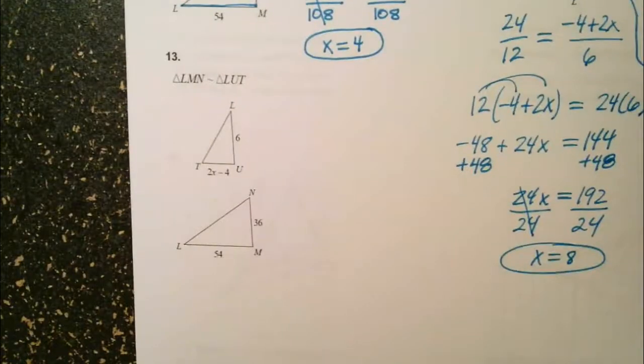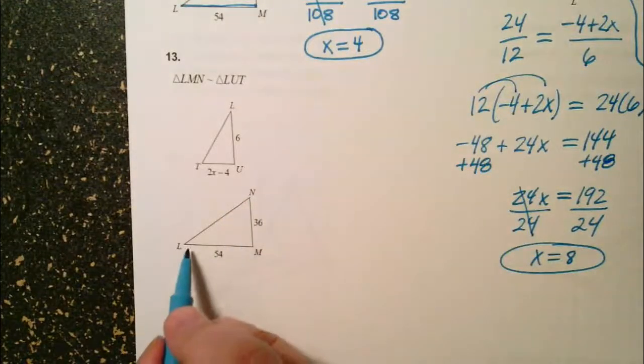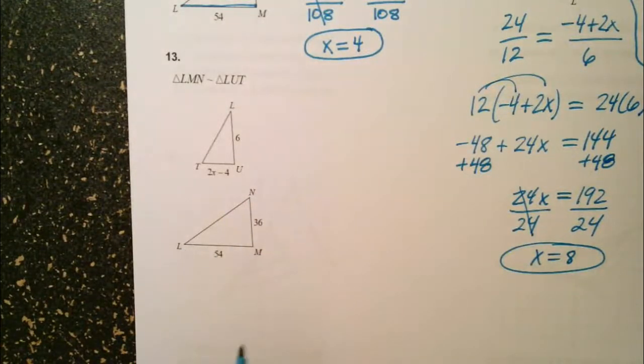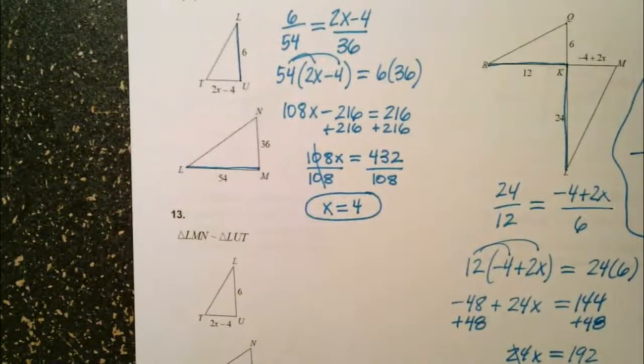Last one like this, triangle LMN is similar to triangle LUT. So LM, this looks familiar. Is that the exact same problem? Guess what? It's the exact same problem. So we're not going to worry about doing that again. That's the same as number 11 directly above it.